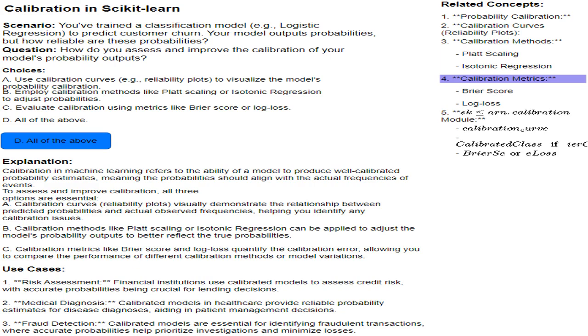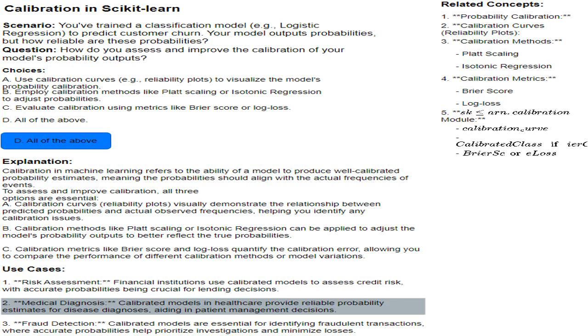The sklearn calibration module. The sklearn calibration module in scikit-learn provides functions and classes specifically designed for probability calibration. It includes tools like calibration_curve, CalibratedClassifierCV, and brier_score_loss. Risk assessment. Financial institutions utilize calibrated models to assess credit risk. Accurate probability estimates are crucial for making informed lending decisions, ensuring that loans are granted to individuals with a high likelihood of repayment and minimizing financial losses.